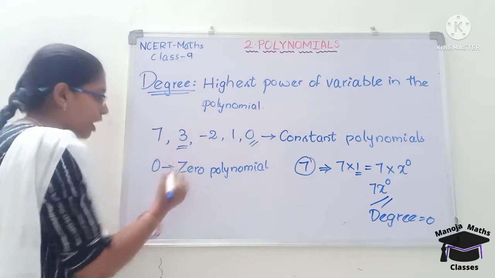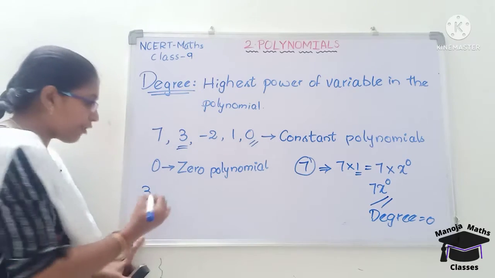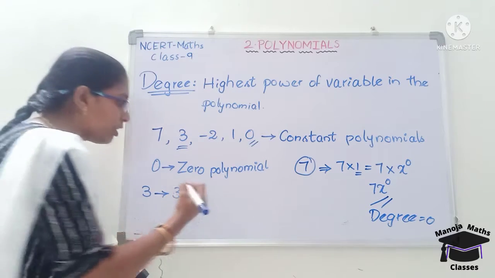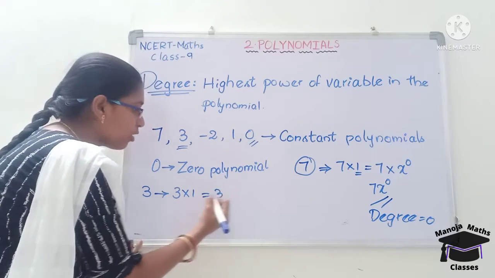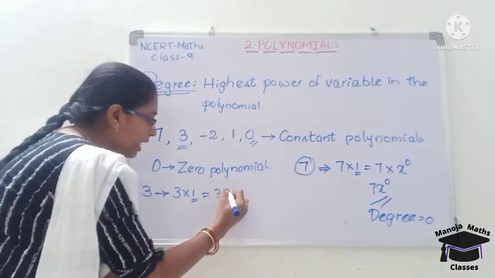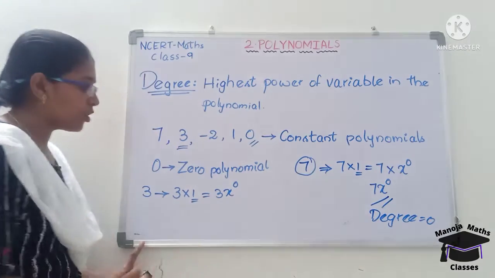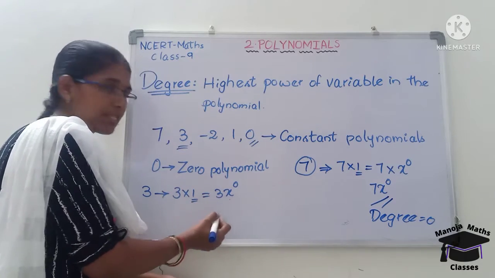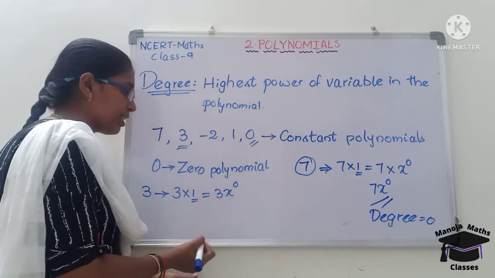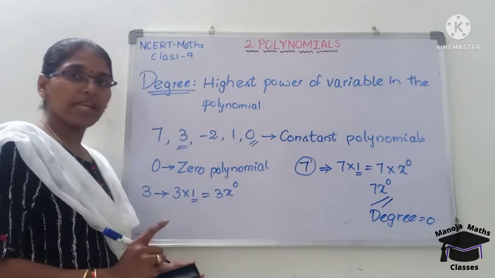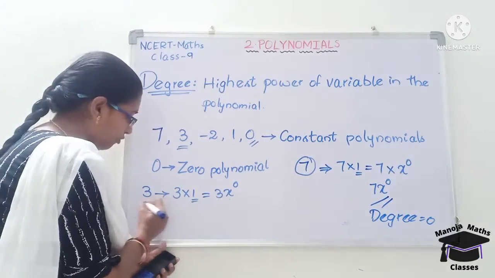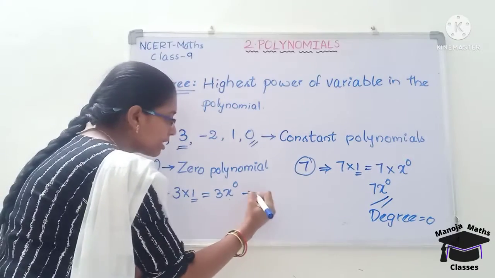Let's take another constant, 3. Children, 3 can be written as 3 into 1. You all know that x power 0 is 1. So this 1 can be written as 3 into x power 0. So you have a variable in this, that is x. What is the exponent of x? It is 0. And you have only one exponent, that itself will become the degree. So the degree of this constant 3 is 0.